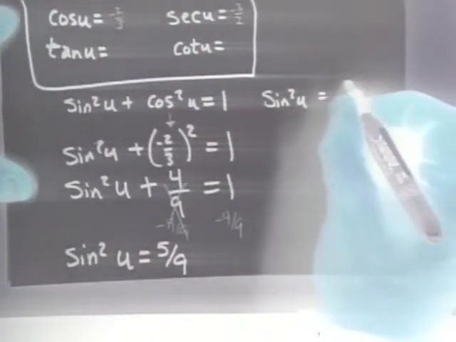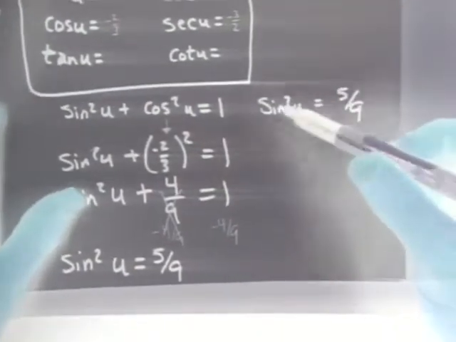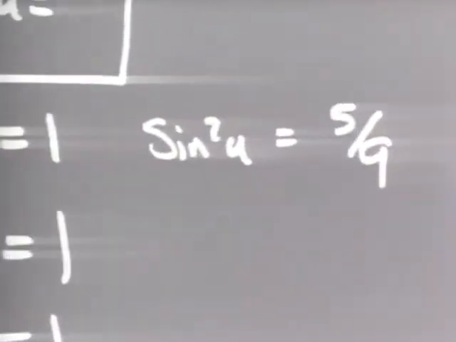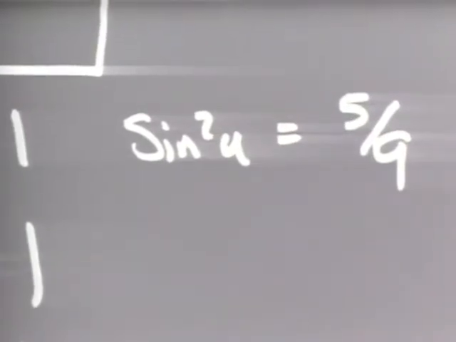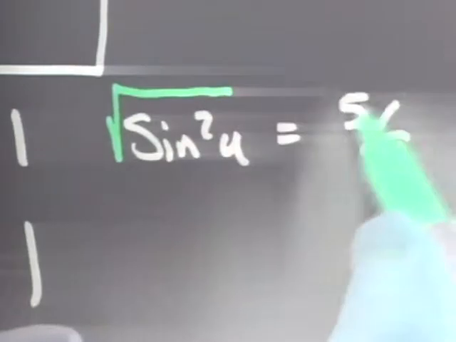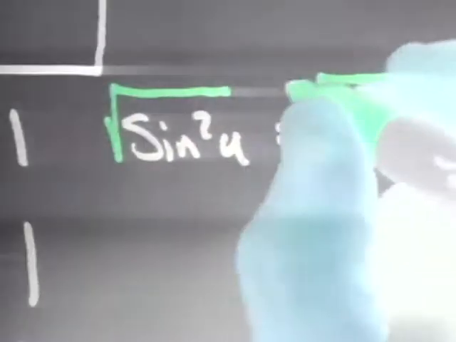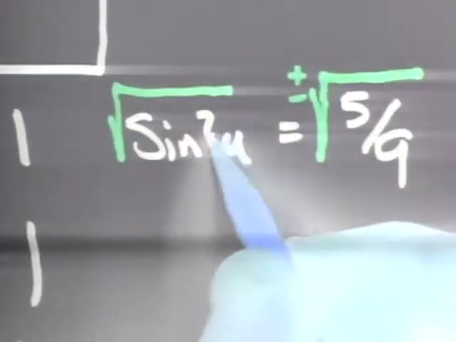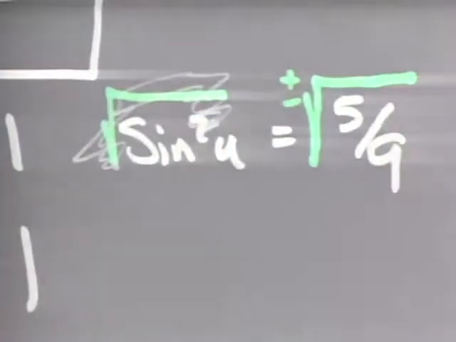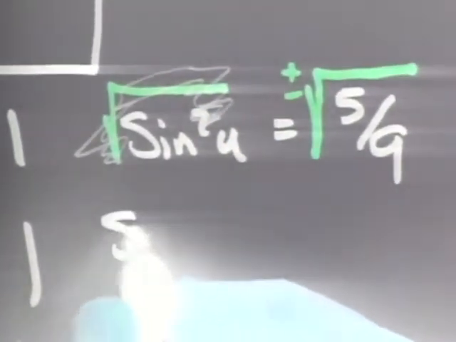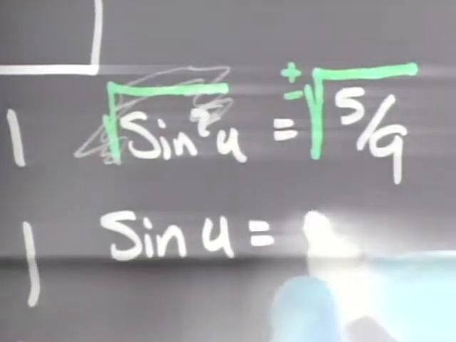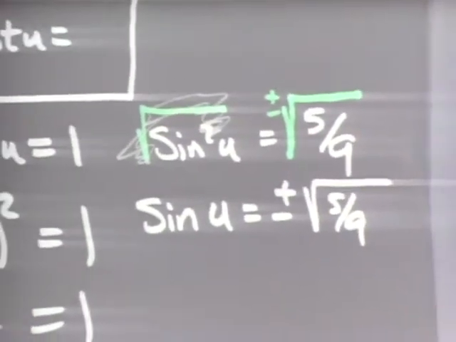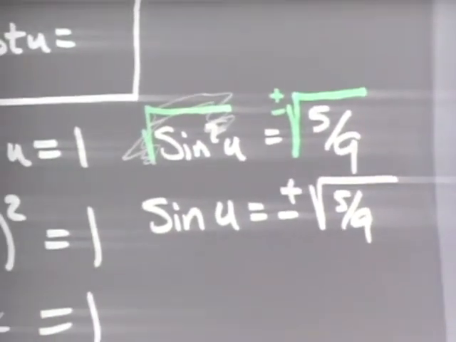All right, then I'm going to come over here and I'm going to write sine squared u equals 5/9 again. Now to unsquare anything, you do the opposite of squaring, which is square root. So when I say sine squared u is 5/9, I want to unsquare it. So what I'm going to do is I'm going to put a square root on both sides. Now typically the rule is when you square root, to unsquare, you put a plus or minus over here. This all just crosses out, the square and the root, and you get sine u equals positive or negative square root of 5/9.